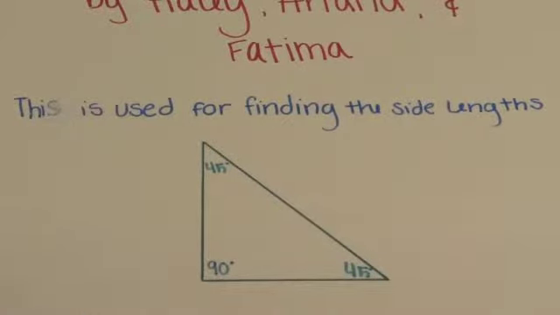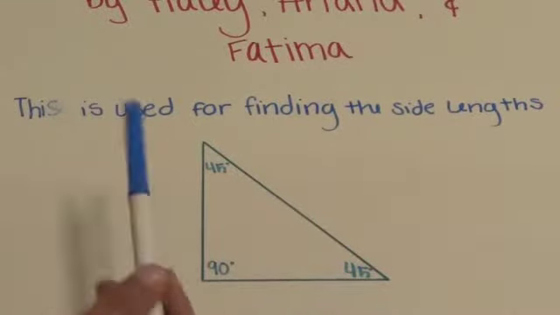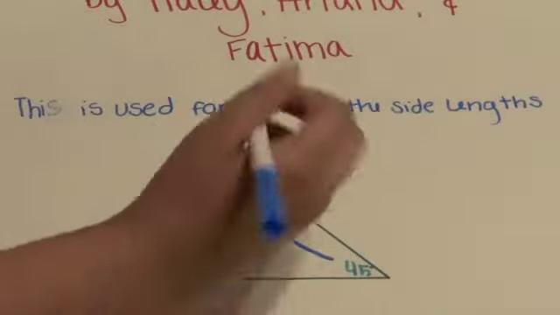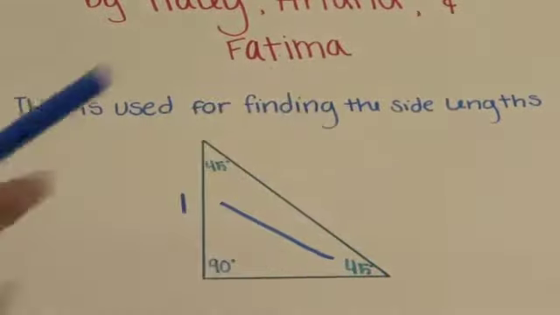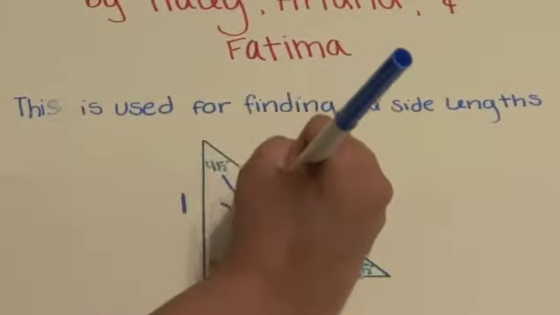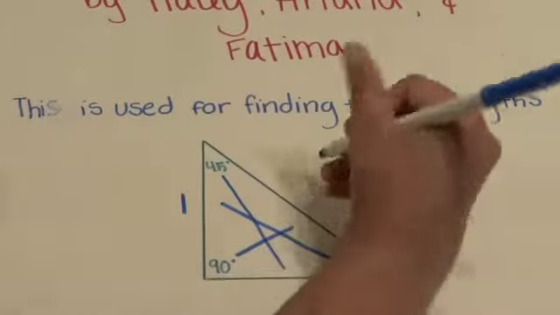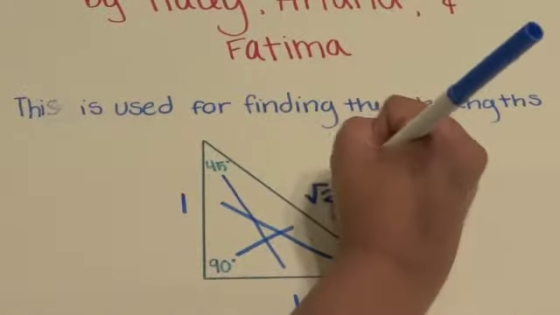Now, using what we learned earlier, remember that the angles and the number from earlier will be opposite from each other. So this 45 will be a 1 on this side. This 45 will be a 1 on this side. And then this 90 will be a square root of 2.